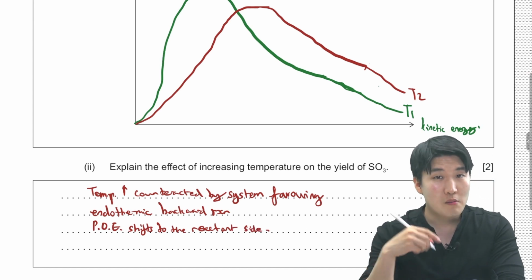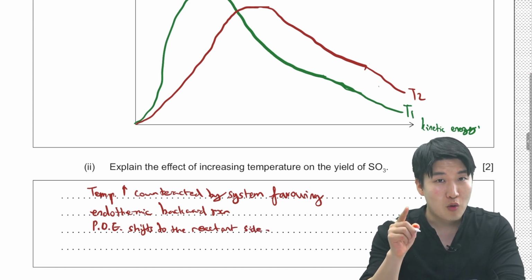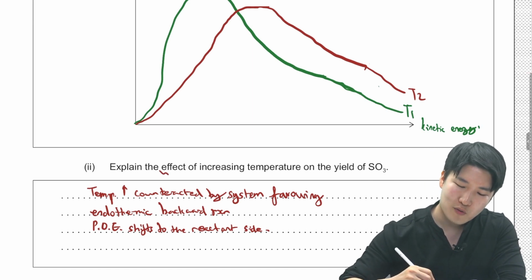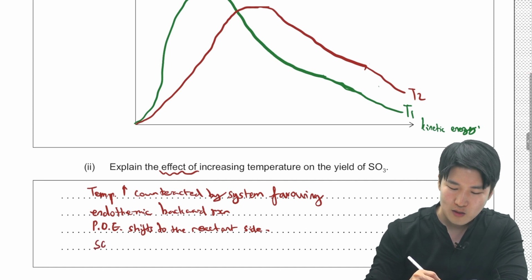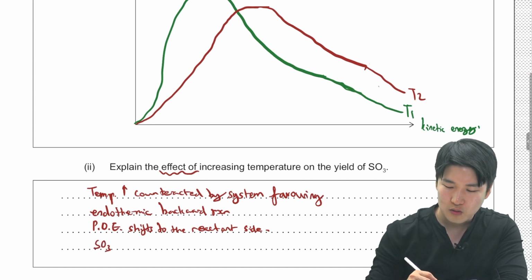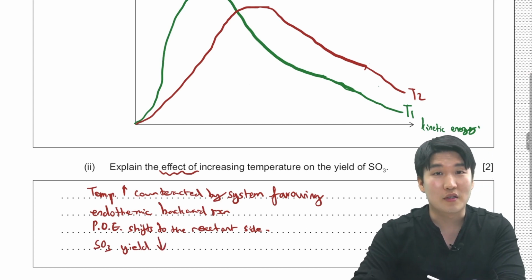If you don't write what I'm about to say now, you're only going to get 1 mark, because after all, we have to state the effect that the SO3 percentage yield decreases.